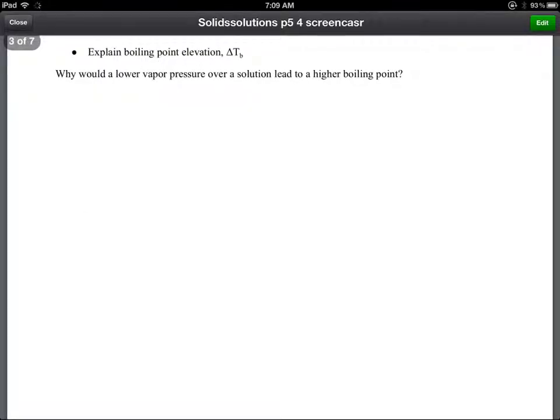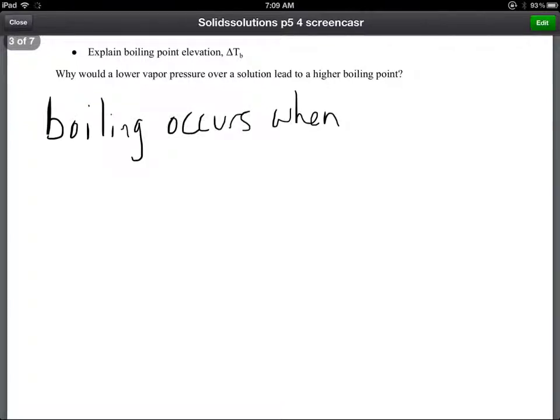Okay, another colligative property is called boiling point elevation. So you'll see the change in temperature there for delta T, and the B just means for boiling. And the question is, why would a lower vapor pressure over solution lead to a higher boiling point? And this goes back to what is the definition of boiling point. So think about that for a moment. Boiling occurs when vapor pressure equals the atmospheric pressure.